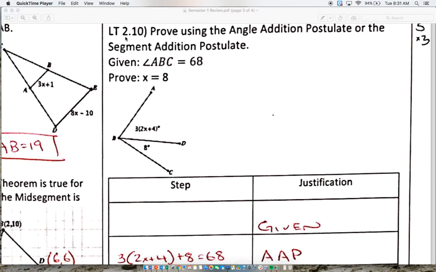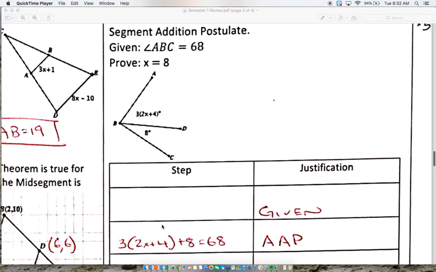So after the given, and in this case that's that angle ABC, the entire thing, equals 68 degrees, prove that x equals 8. Well, the first thing you're going to do after you write down the given is use, in this case, the angle addition postulate to take this plus this, and that equals the whole thing. Your justification is the angle addition postulate. The two angles added together equal the whole angle.